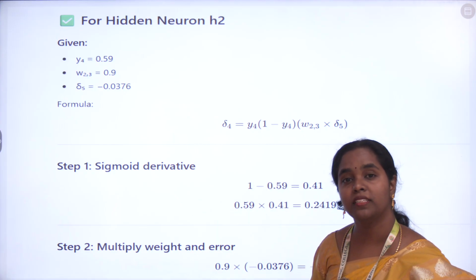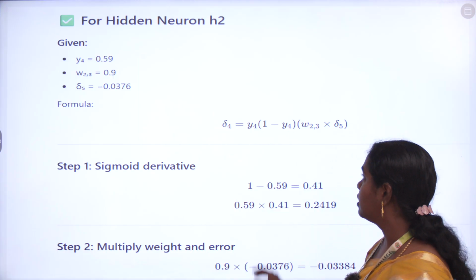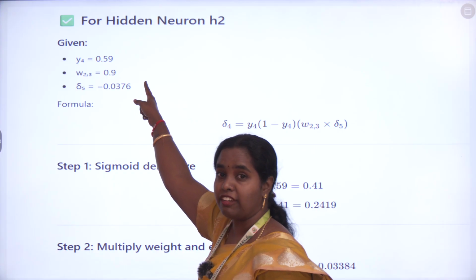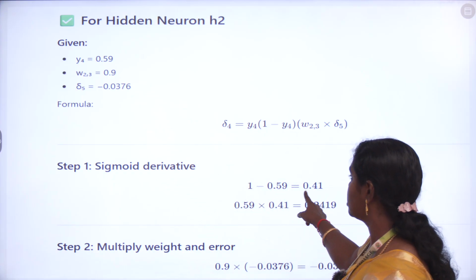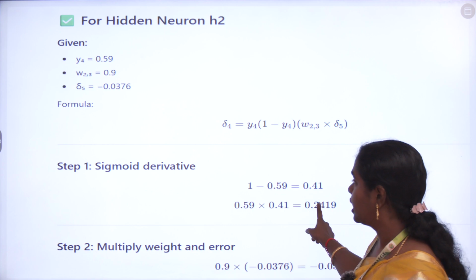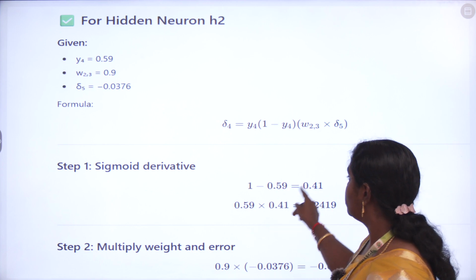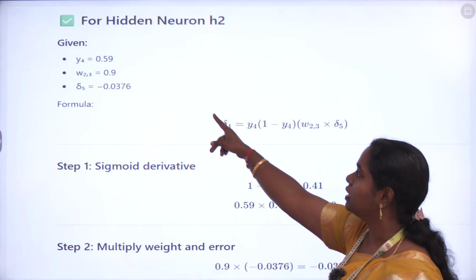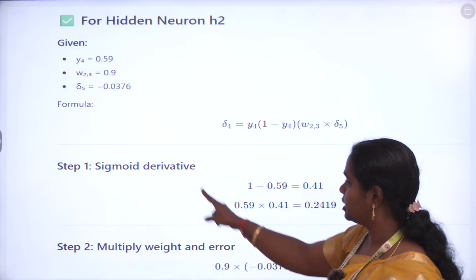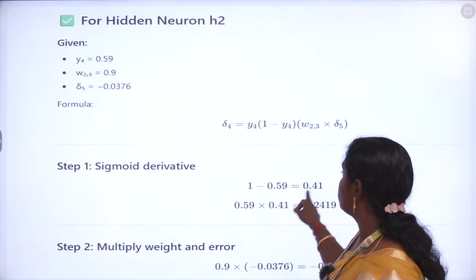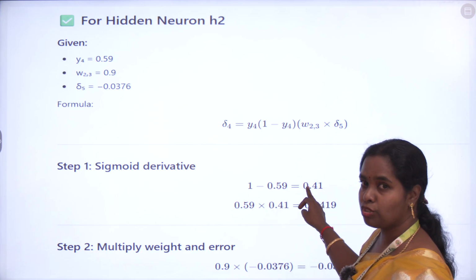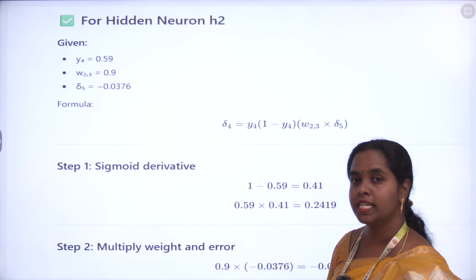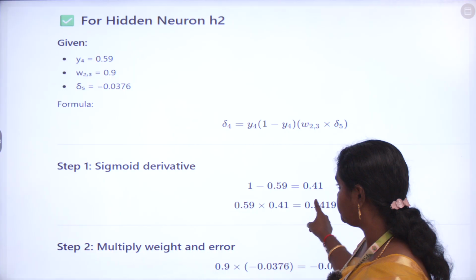First you have to find the sigmoid derivative, so 1 minus Y4 is what? 1 minus 0.59, which is equal to 0.41. Y4 is 0.59 into this value, 0.41, which we just found. You need to multiply both values and you will get the sigmoid function value.